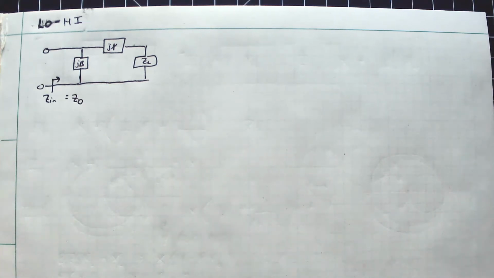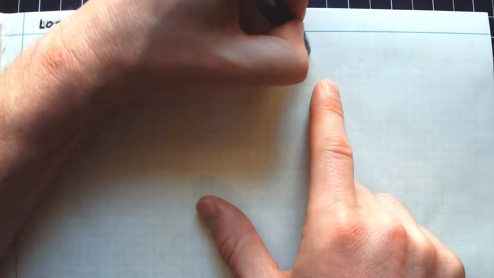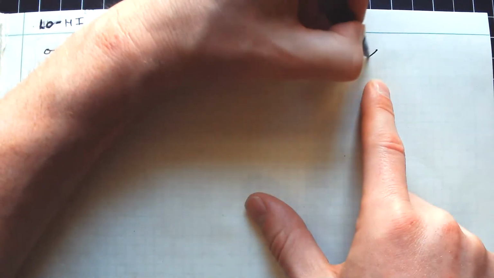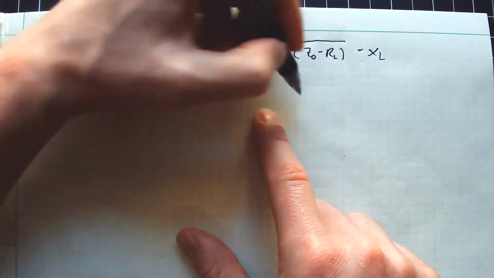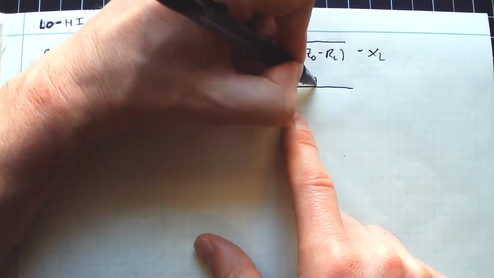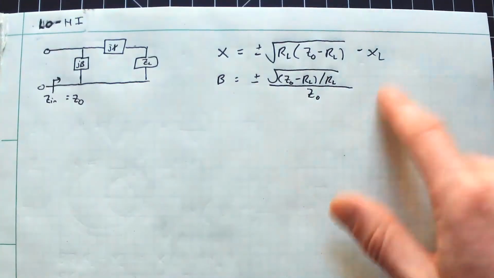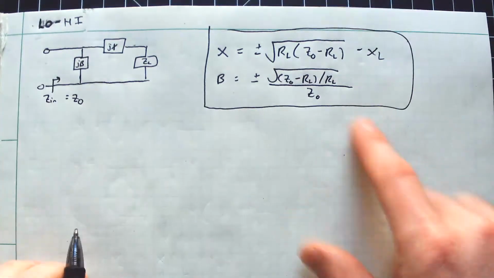But we don't have to waste our time on that because it's big and ugly, and the results have already been done, or tabulated, I guess. So what you find is X is equal to plus or minus, you get R_L times the square root of Z0 minus R_L, minus X_L. And then you find B is equal to plus or minus, and you get this kind of thing: the square root of (Z0 minus R_L) over R_L, over Z0. So this is in the book, if my handwriting isn't the cleanest. But those are the solutions there.